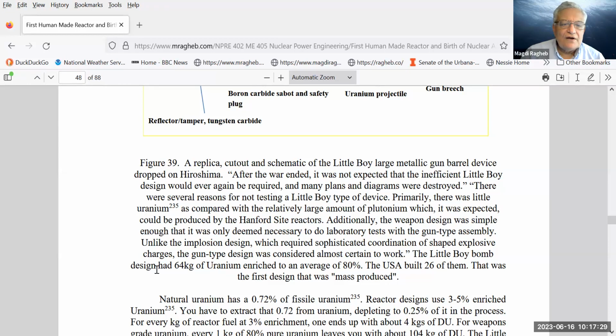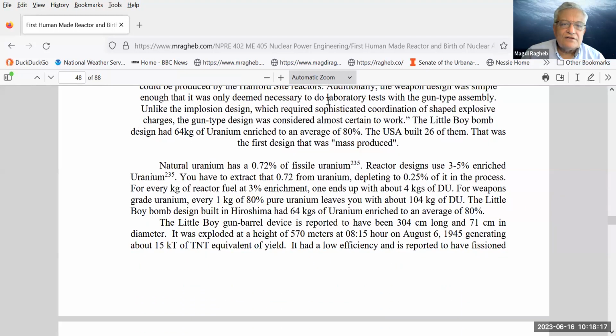The Little Boy bomb design had 64 kilograms of uranium enriched to an average level of 80%, meaning that through the isotopic separation process, it was 80% uranium-235. You'll see later that enriched fuel of uranium-235, at least used in nuclear propulsion of submarines and aircraft carriers, can reach the level of 93 or 94%. And apparently, the United States built only 26 of those Little Boy designs, and that was basically a mass production on a large scale. That device produced 15 kiloton of power in general.